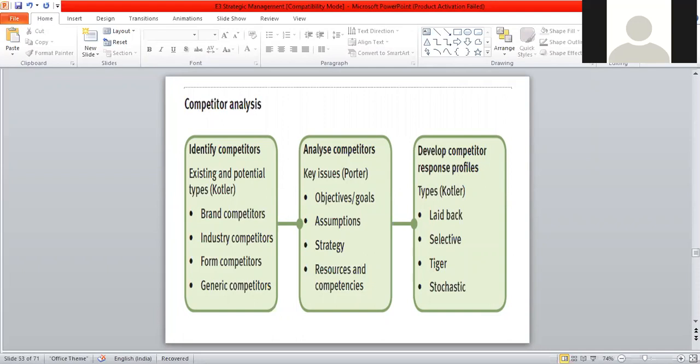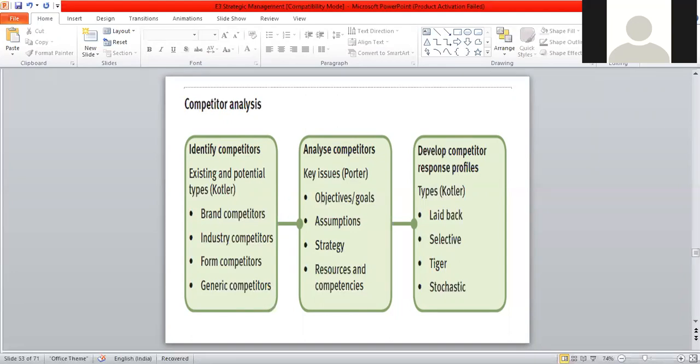What are the resources and competencies which they have? Resources, right from capital, material, labor, the technology they have, all these resources. And the manpower is very important. How technically sound are the employees, what skill sets do they possess? These things have to be analyzed. After that, develop competitor response profiles. Okay, first competition is identified, analyze the competitors, and after that, develop competitor response profiles.